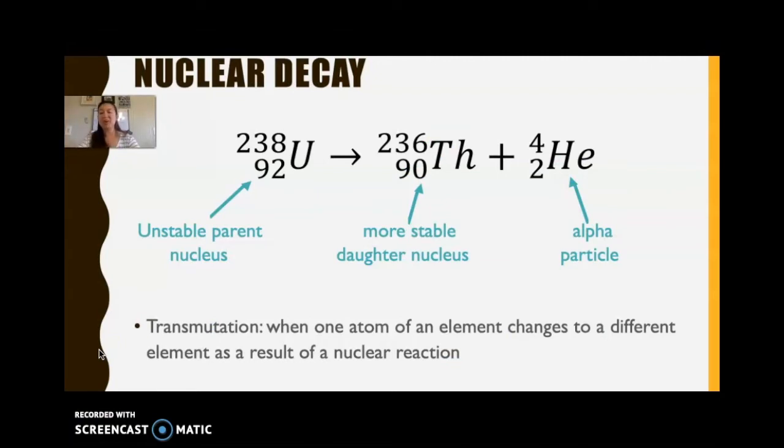So we start with this unstable parent nucleus. In this case, it's uranium. Uranium has 92 protons and 238 total nucleons.